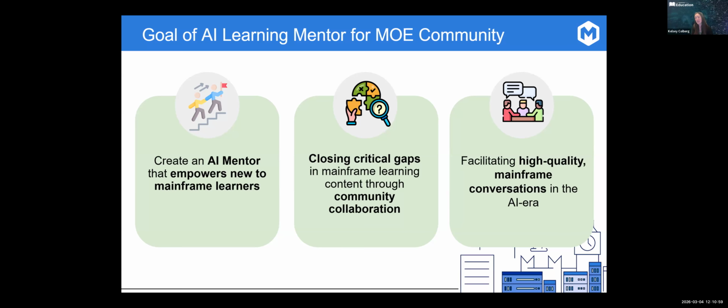The other goal in this project, a sub goal that developed out of creating this mentor, was an opportunity to close some of those critical gaps in mainframe learning content through community collaboration. What I mean by that is using the AI mentor to identify areas where people are asking questions but there is no good information, or not enough information. So we are using AI to identify gaps and then work with the community, all the people on this call, all the people in the larger community, to close those gaps, either to create information or document information so that we can close any existing gaps being identified with the AI.